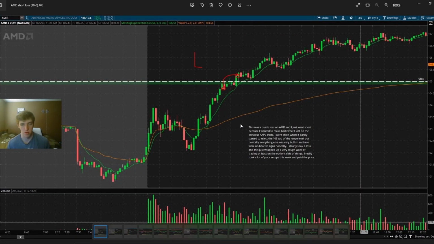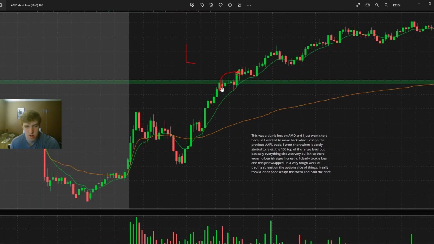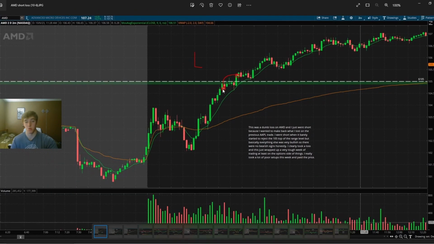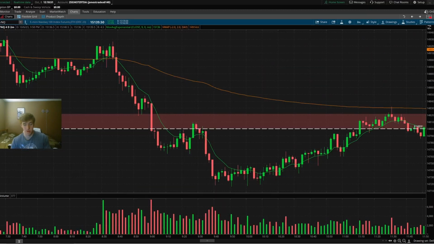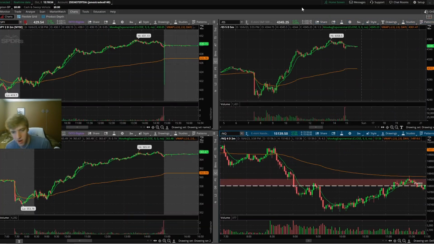And I ended the week with another loss on AMD. Came up to the 105 key level, which was like the top of the range, barely started to reject it, so I went short. But the markets were so strong on Friday and I completely ignored that, so I got stopped out again. So yeah, that was my last trade of the week, and it was not a great week.